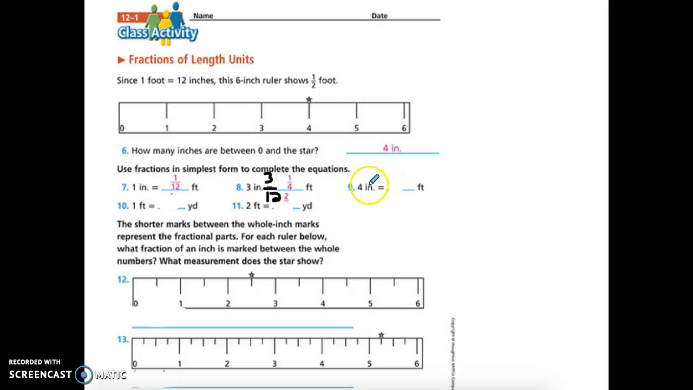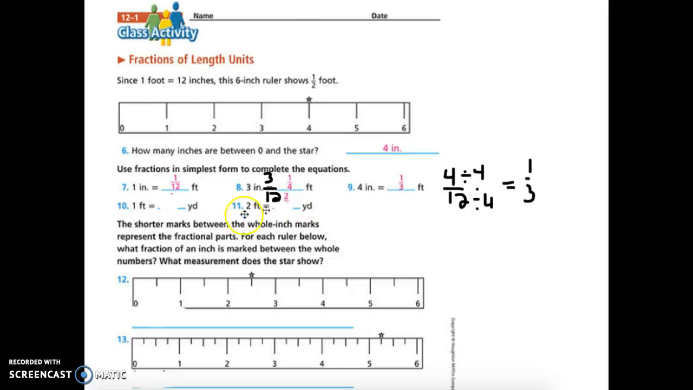All right, this one, same thing, it's 4 inches, and we want to know how many feet. So I'm going to say it's 4 inches over 12. But I'm not done yet because it's going to want it in simplest form. So I'm going to have to divide both of them by 4, right? And when I do that, I'm going to end up with 1 over 3, or 1/3. So 4 inches is 1/3 of a foot. Let's check and see if we're right.